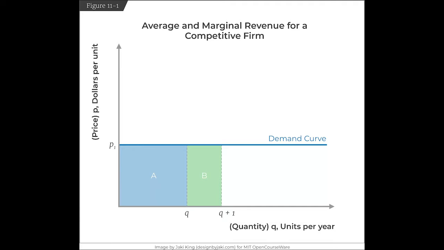But a perfectly competitive firm faces a horizontal demand curve. So if they sell little q units, they make profits of area A, which is simply q times P1. If they sell q plus 1 units, they make an extra profit rectangle of B. Literally, the extra profit is just 1 times P1. The horizontal distance from q to q plus 1 is 1. The vertical distance is P1. So the marginal profit is just the price. Marginal revenue, I'm sorry, is just the price.